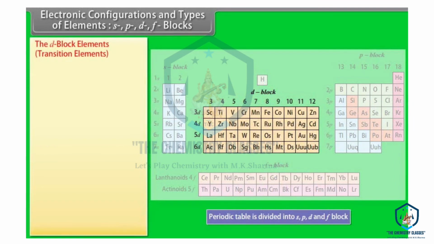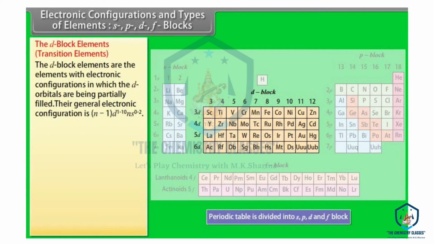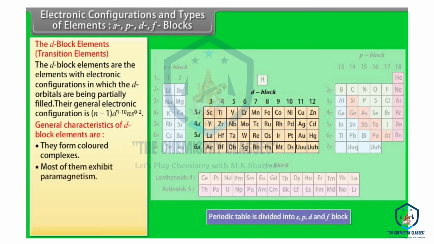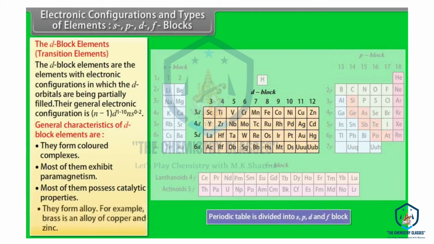The D block elements, transition elements. The D block elements are the elements with electronic configurations in which the d orbitals are being partially filled. Their general electronic configuration is General characteristics of D block elements are they form colored complexes. Most of them exhibit paramagnetism. Most of them possess catalytic properties. They form alloys. For example, brass is an alloy of copper and zinc.